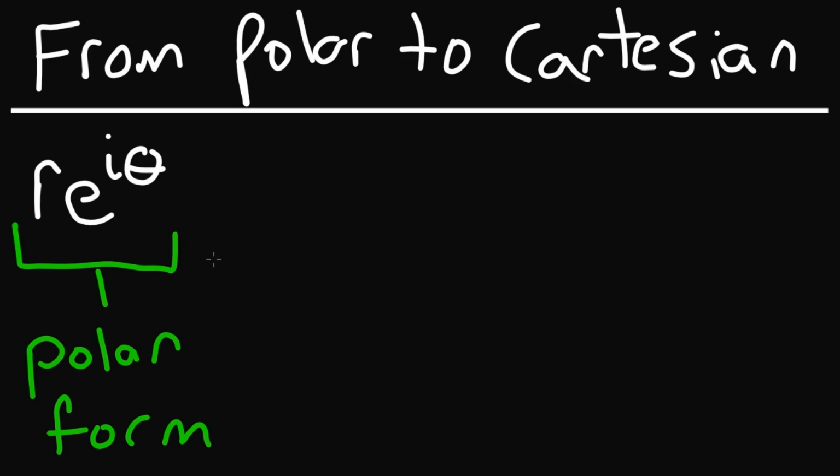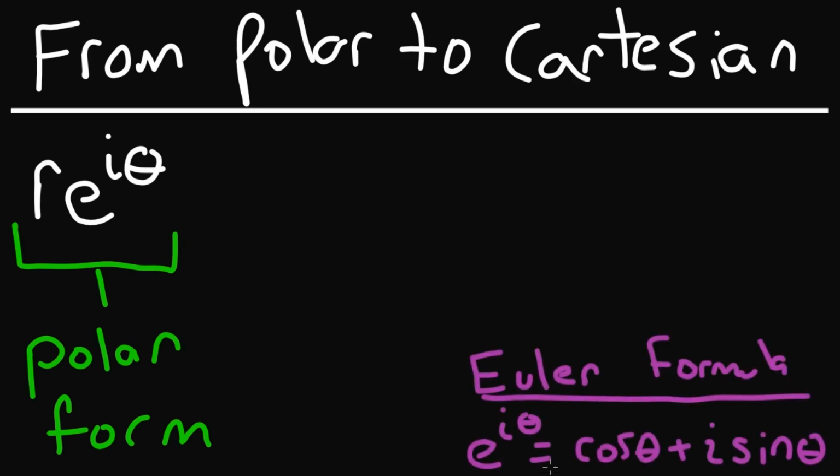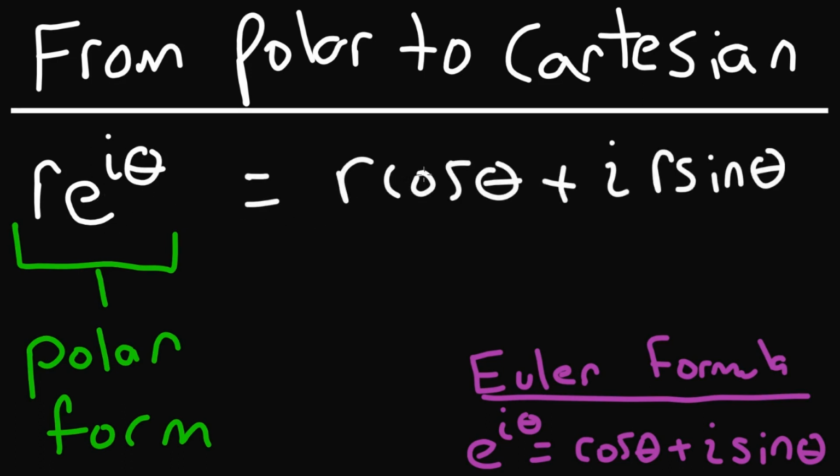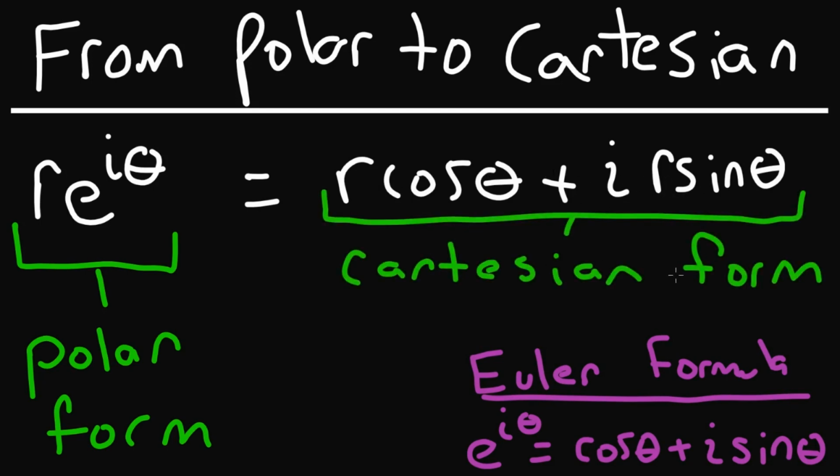Now the idea here is that we're going to use Euler's formula, which allows us to rewrite e^(iθ) as cos θ + i sin θ, to rewrite re^(iθ), the complex number we start with, as r cos θ + ir sin θ. And this is the Cartesian form that we want to end up with.